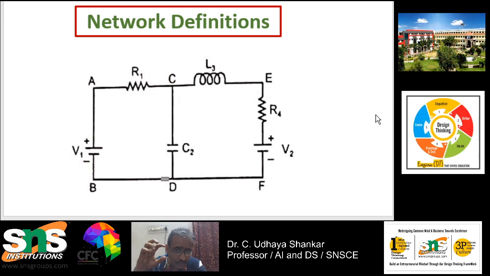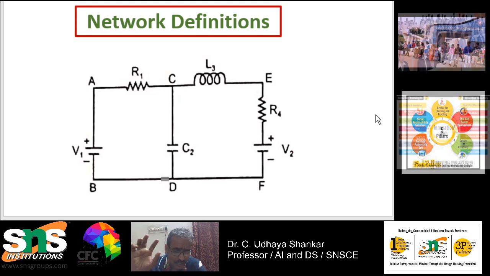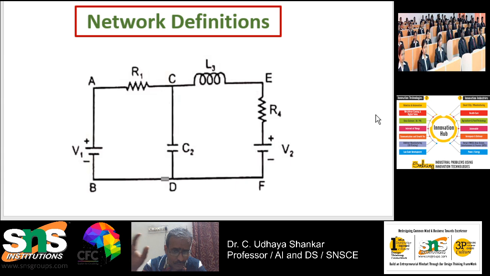So again, from this circuit we can see that there are two active elements, that is V1 and V2, and 4 passive elements, that is R1, R4, L3 and C2. So totally we have 6 network elements. Network elements are classified into active elements and passive elements.